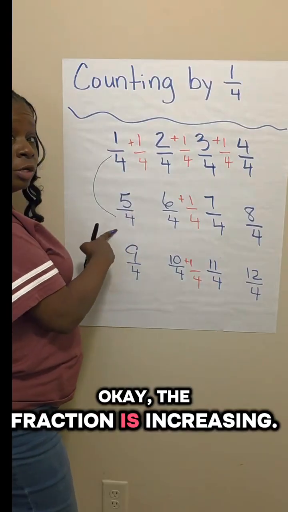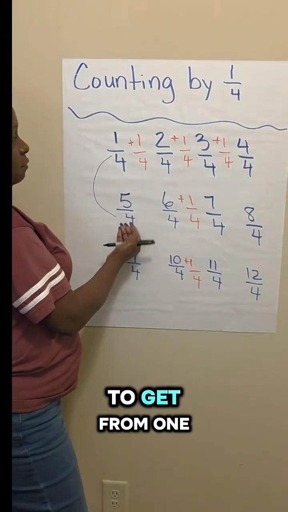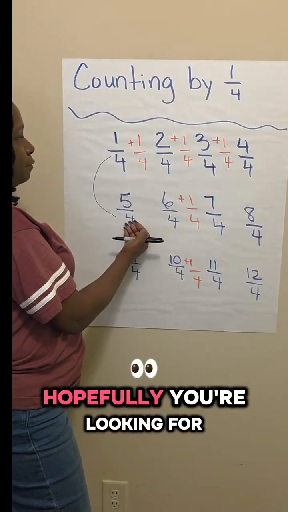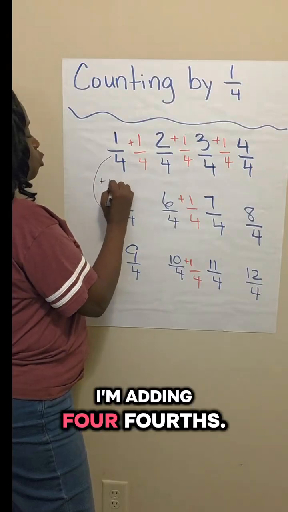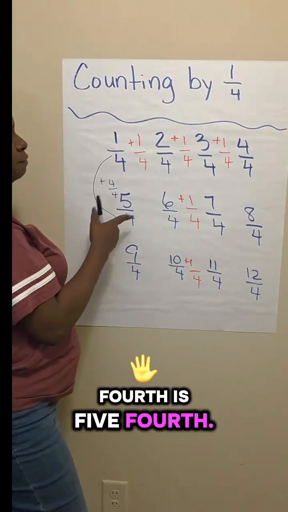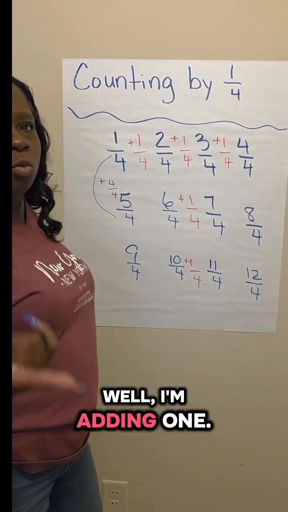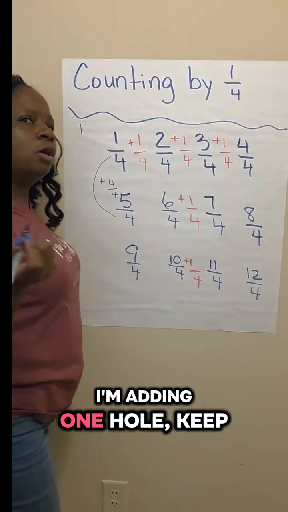Okay, the fraction is increasing. What am I adding to get from 1/4 to 5/4? Hopefully, you're looking for the student to say, I'm adding 4/4. 1/4 plus 4/4 is 5/4. What if that student says, well, I'm adding 1? 1 whole? If they say, yeah, I'm adding 1 whole.